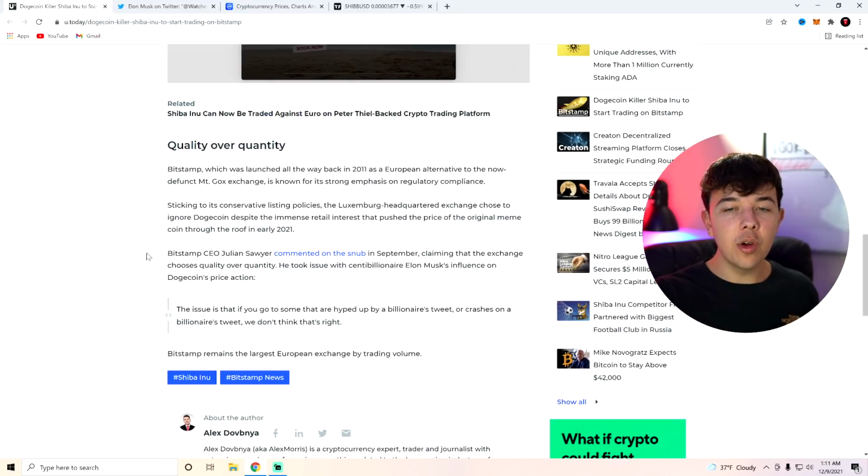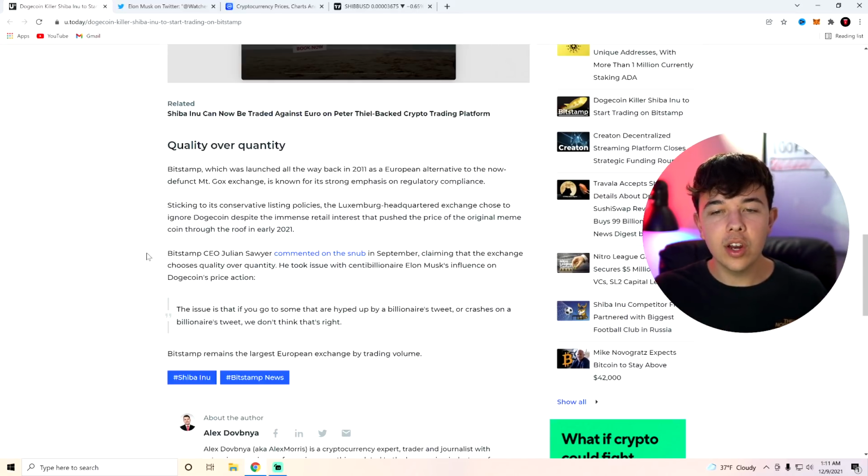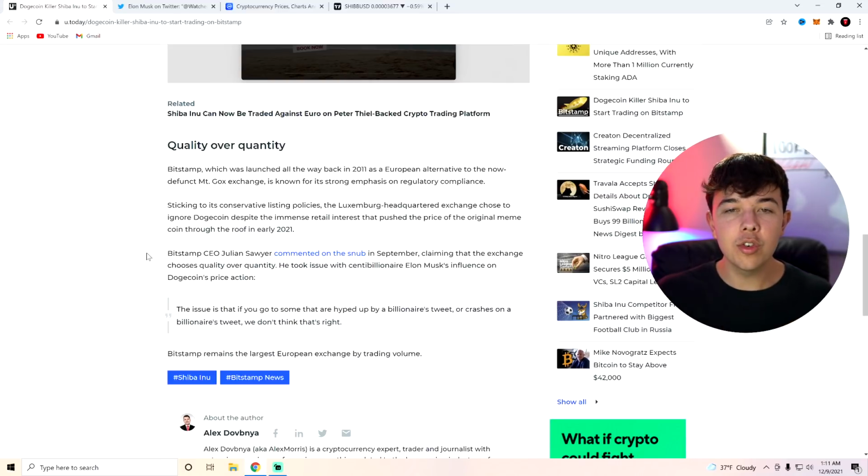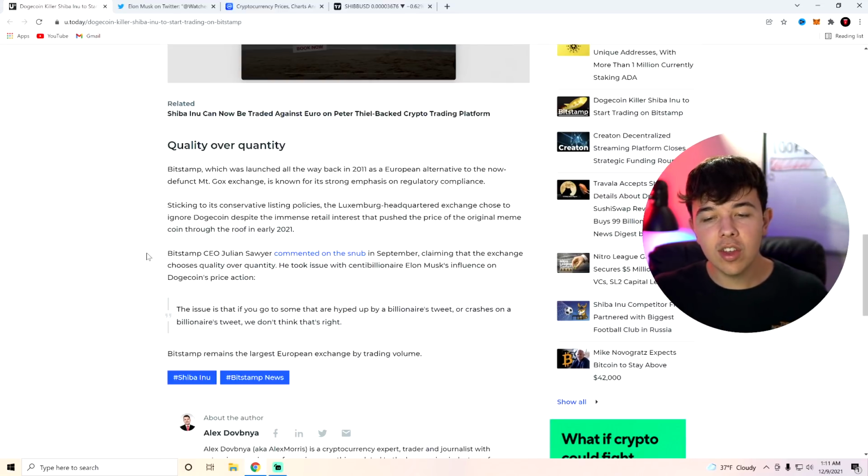The fact that they didn't list Dogecoin because they're more for quality over quantity, and now that they're listing Shiba Inu Coin, that really means that Shiba Inu Coin has utility, and these different exchanges do believe in them to be bigger cryptocurrencies in the future. So that's something I really like to see, especially from these massive exchanges. And now Shiba Inu Coin will be able to be traded on the largest European exchange. So that's really good to see.